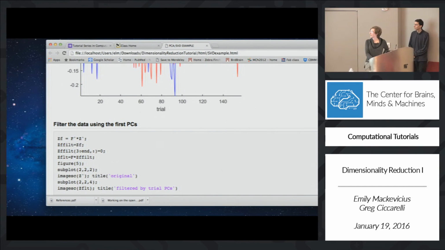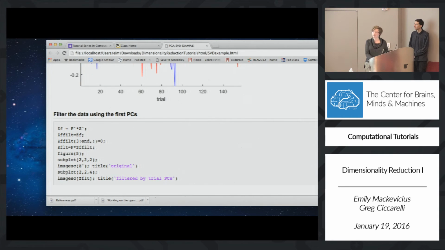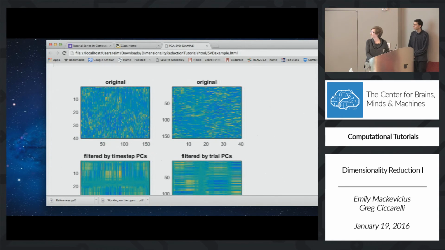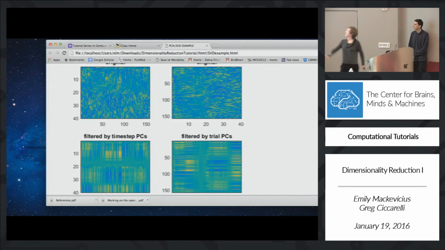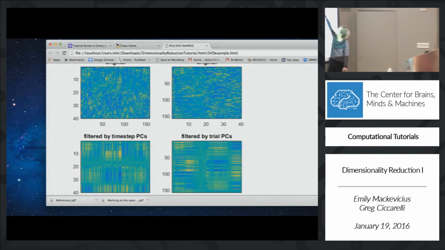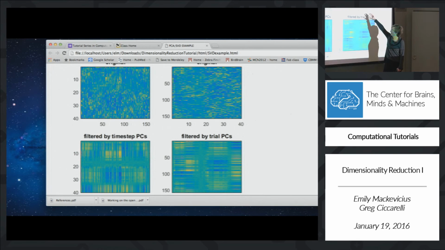So what does it look like when we filter the data just using the first trial principal components? This is the original and then the flipped original matrix. And then this is what you saw before, filtered by the time step principal components. And now this is the flipped one, filtered by the trial principal components. And you can see that these are just flipped versions of each other. So that's useful. It's filtered it basically in the identical way.